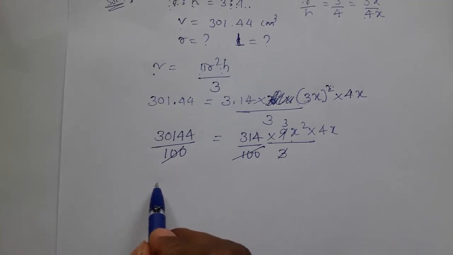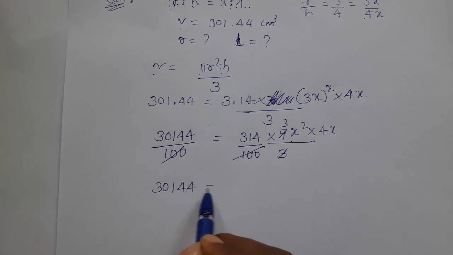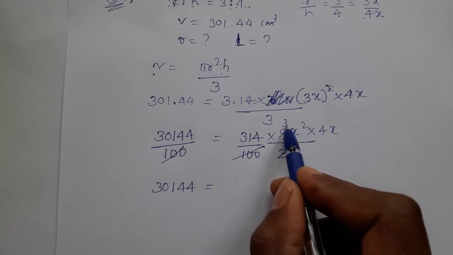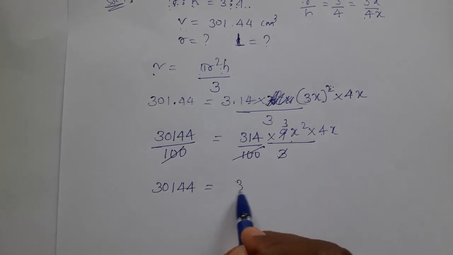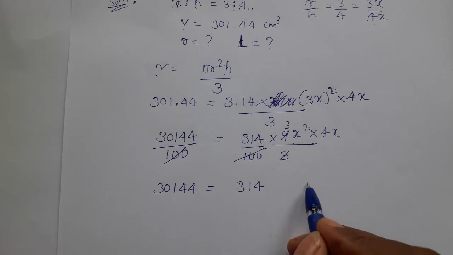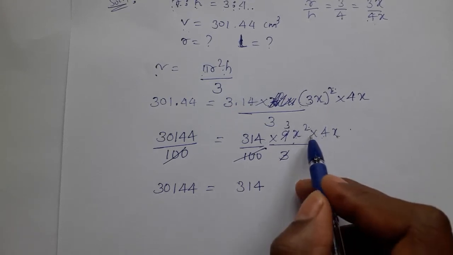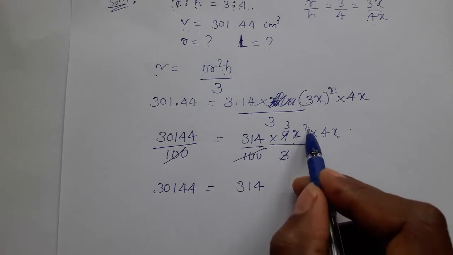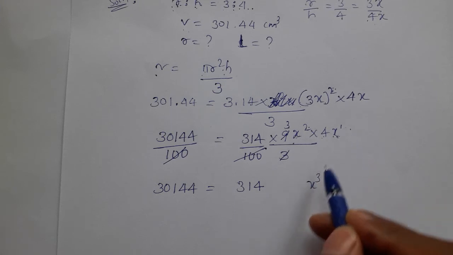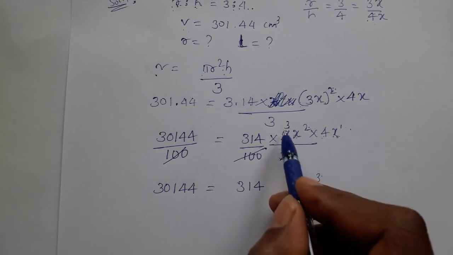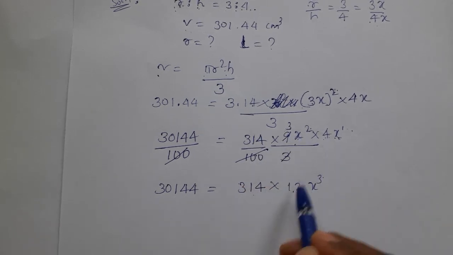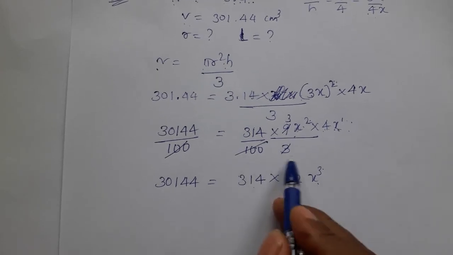The remaining values are: 301.44 is equal to 314, here 3 is left and 4 is left, remember. Here 3x square and 4x. x square into x is x cube. We are multiplying, not adding. In addition, x square and x you cannot add, they are unlike terms. But in multiplication, x to the power of 2 and x to the power of 1 are multiplied, giving x to the power of 3, x cube. 3 into 4 becomes 12. So 314 into 12, x cube. Nothing is there in the denominator.